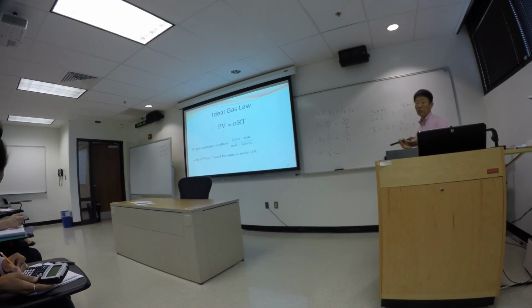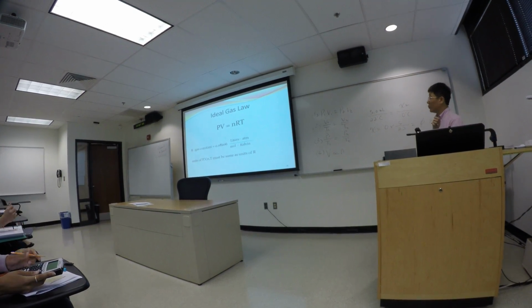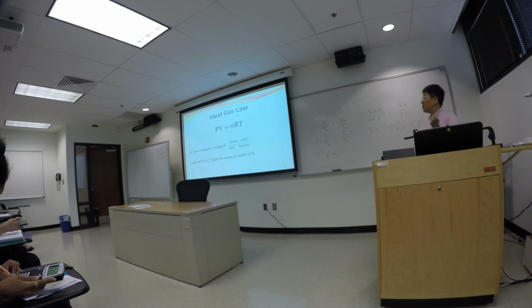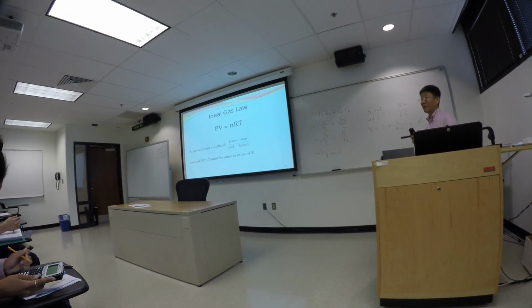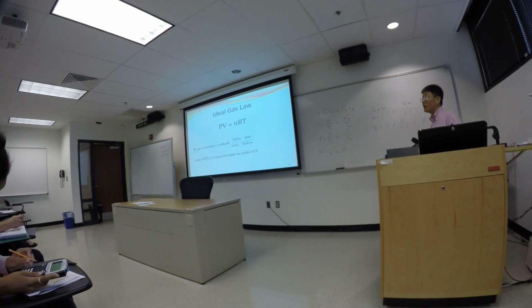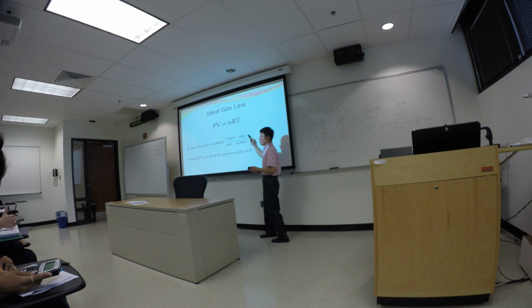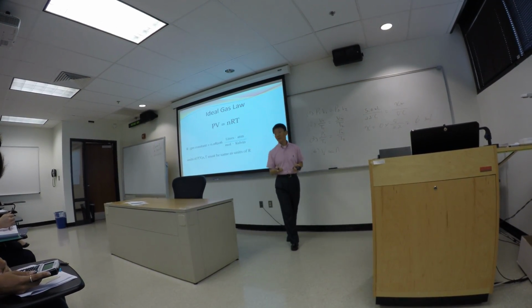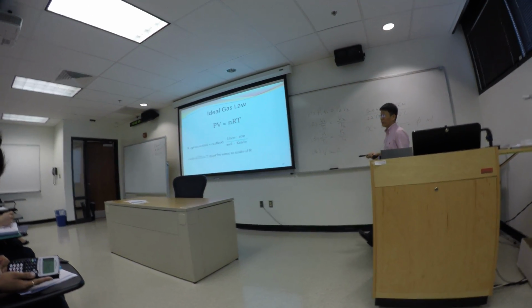Now today, when you go to the lab and we do the experiment, we will measure the pressure in millimeter mercury. We will measure the volume in milliliter. We will measure the temperature in Celsius. When you do calculations, remember this. Pressure has to be in atm, so you need to do the conversion. Volume has to be in liter, you need to do the conversion. And temperature has to be in Kelvin, you need to do the conversion.